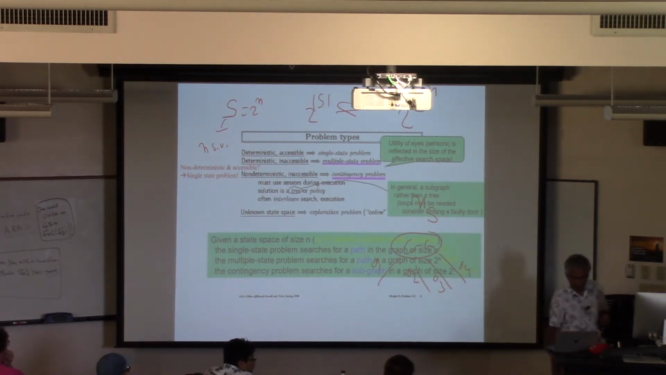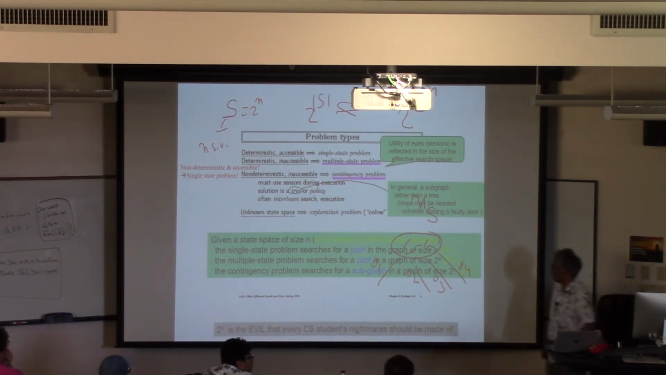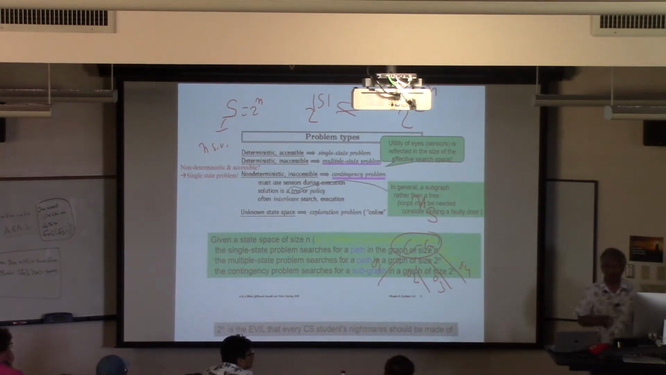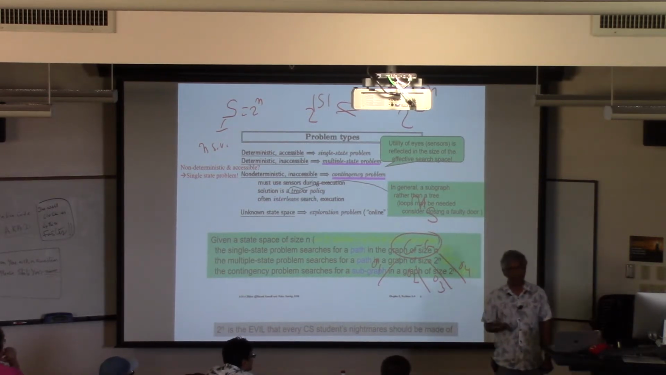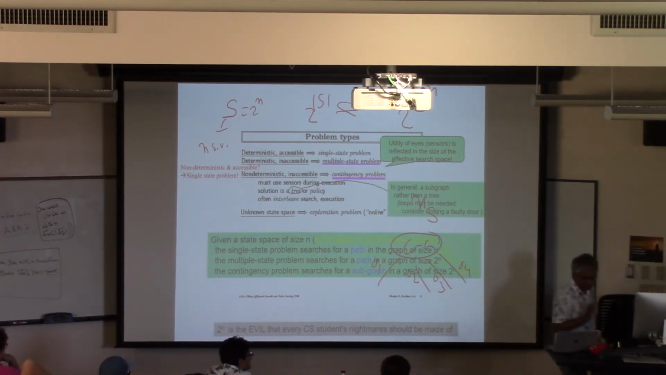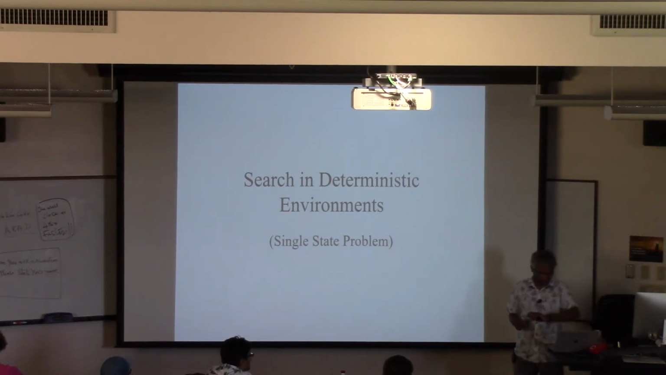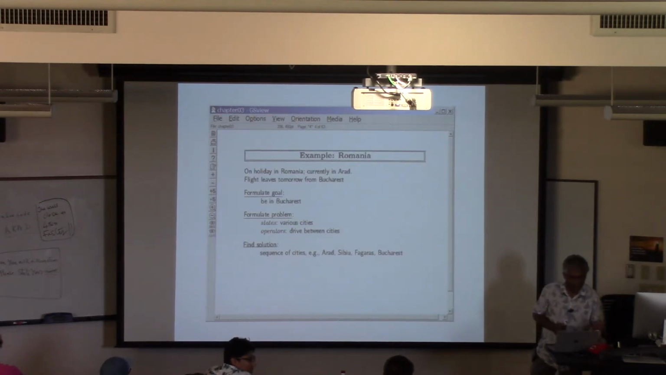Okay? Somewhere along the line, I just said, yeah, 2 power n is the evil every CS student's nightmare should be made of. So if you wake up with a cold sweat in the middle of the night, it better be because you dreamt of 2 power n. Okay? So in general, 2 power n is bad news. Okay, so search in the deterministic environment.